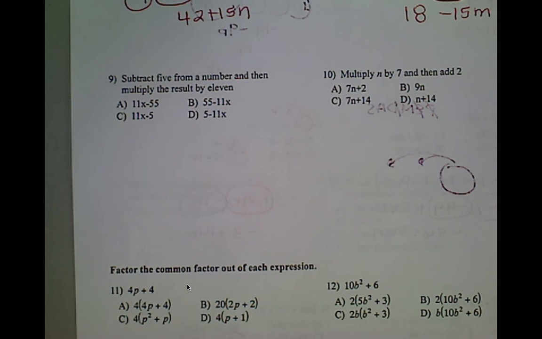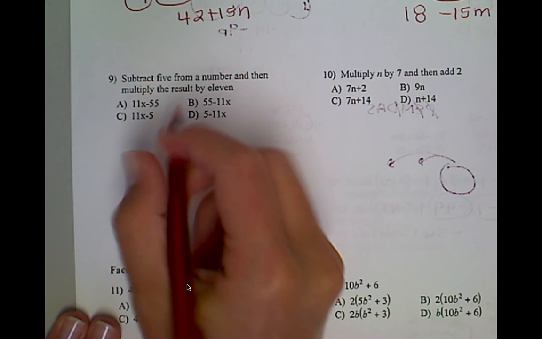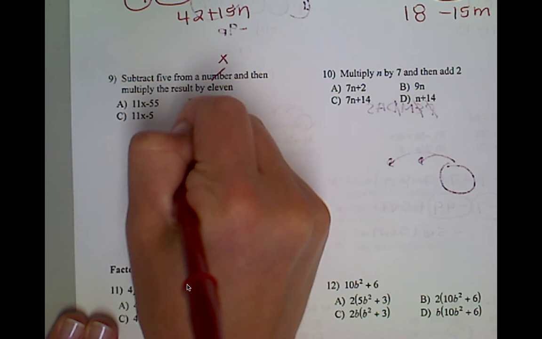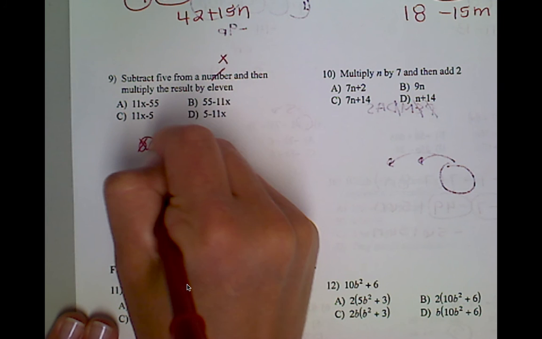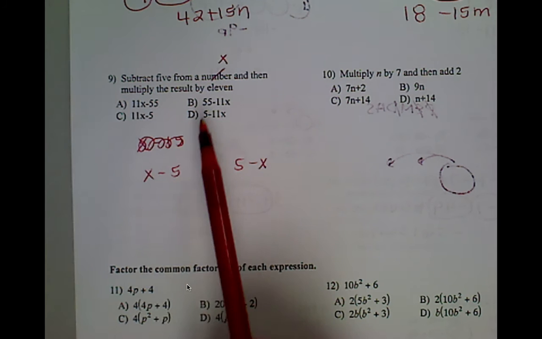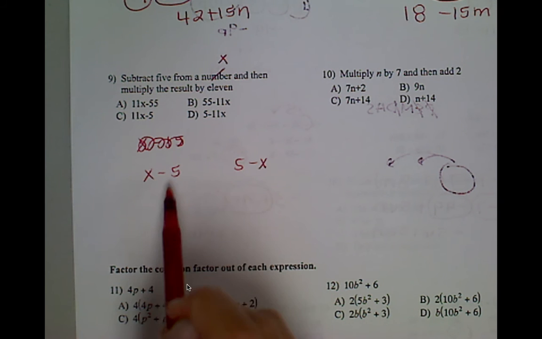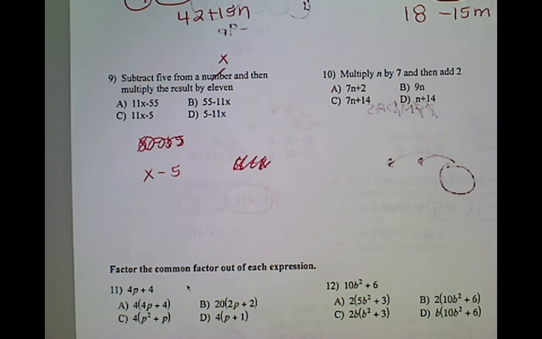Good? Okay, we're going to subtract 5 from a number, and then we're going to multiply the result by 11. So let's start off by subtracting 5 from a number. A number can be represented by the variable x. So some people are going to say x minus 5, and others will say 5 minus x. Now remember, the key word is subtract 5 from it. So take 5 away. So 5 should be negative. This one has a negative 5. This one doesn't. So we're going to get rid of it.